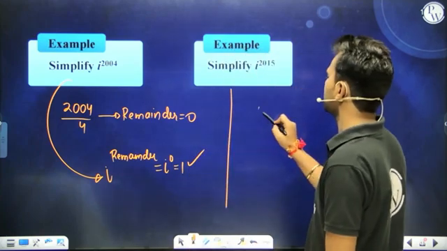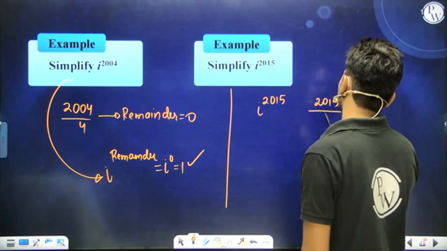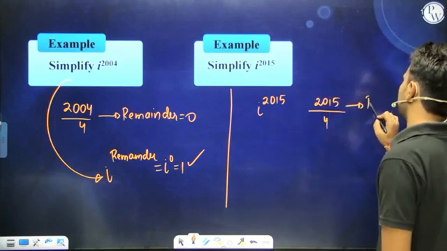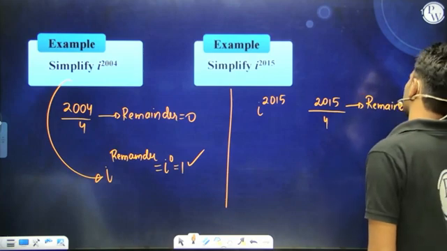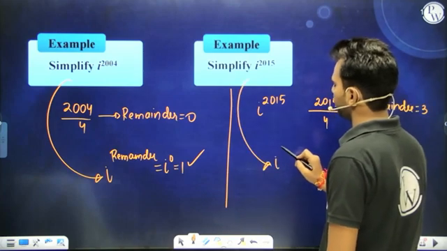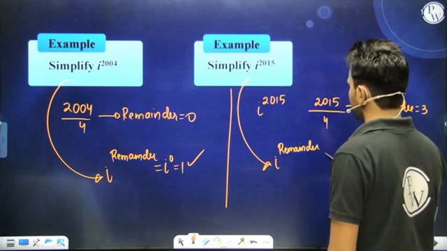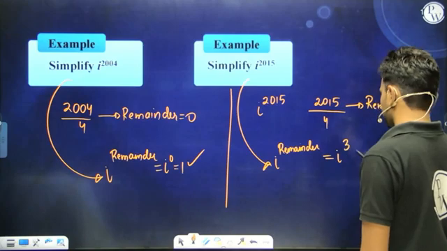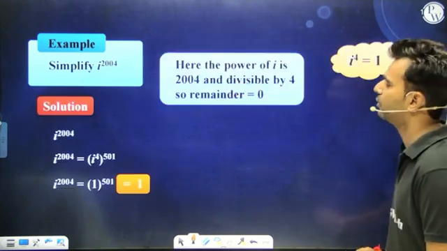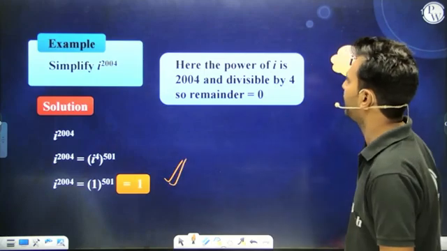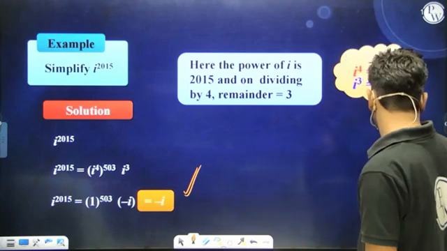Okay, talking about this iota to the power 2015, so what you're going to do is you're going to divide 2015 by 4. The remainder is going to be how much? The remainder is going to be 3. So the same expression can be written as iota to the power remainder, so that is iota to the power 3, and iota to the power 3 is how much? Minus iota. So the problem is solved. Okay. Moving on to the next thing. I think this is clear to all of you guys. And over here also the answer was coming out to be minus iota.